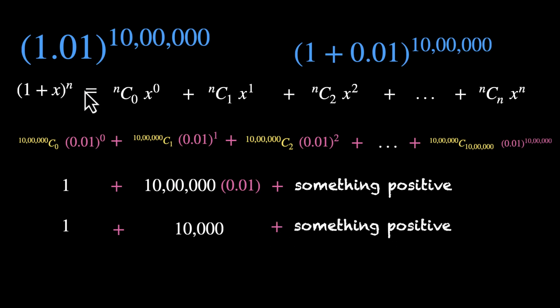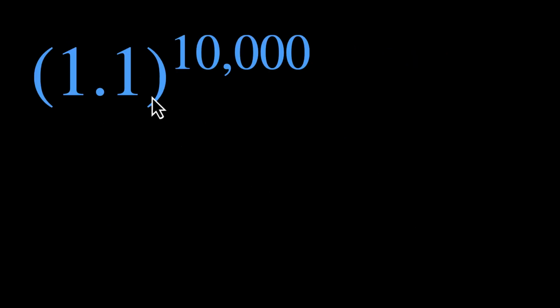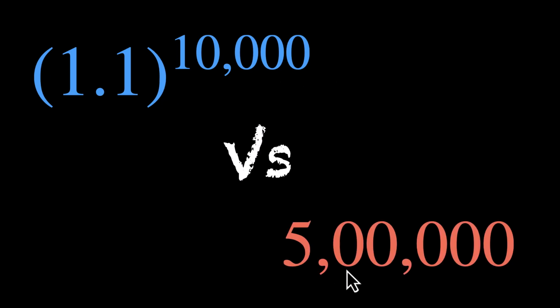We were comparing this with 10,000. We already have 10,000 and some more. So this number 1.01 to the power 10 lakh is definitely greater than 10,000. So this is how we use binomial expansion for this type of comparison. Let's take one more. Next is 1.1 to the power 10,000. Let's reduce the power by a lot and compare this with 5 lakh. Let's increase this number. Maybe now we have a fair competition.